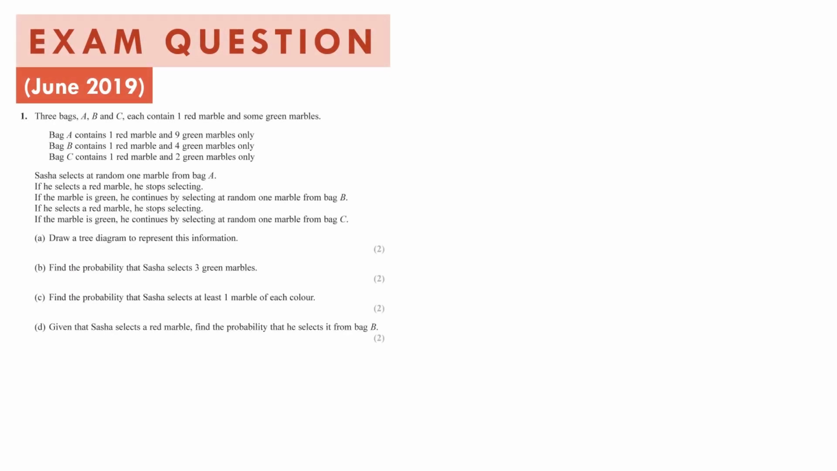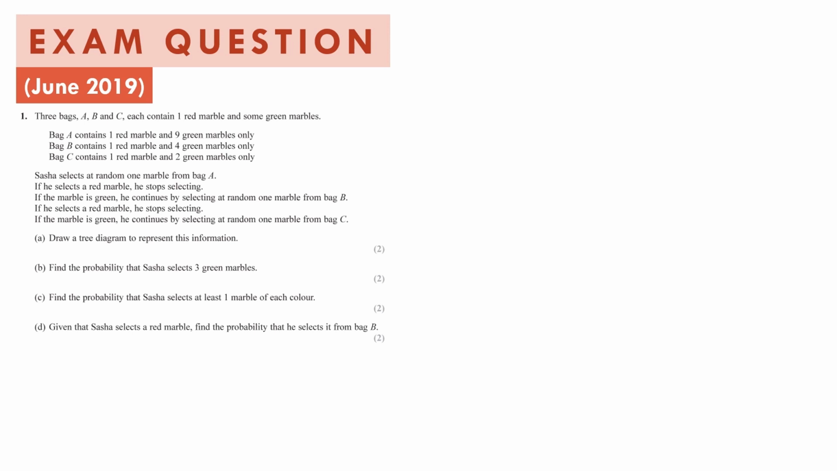And finally, we have this exam question from June 2019 to wrap up. 3 bags A, B, and C each contain 1 red marble and some green marbles. Bag A contains 1 red marble and 9 green marbles only. Bag B contains 1 red marble and 3 green marbles only. And bag C contains 1 red marble and 2 green marbles only.